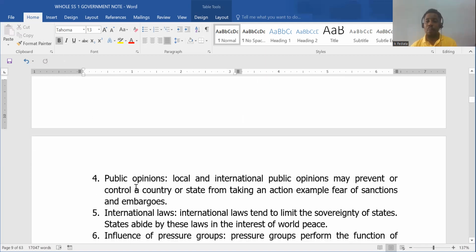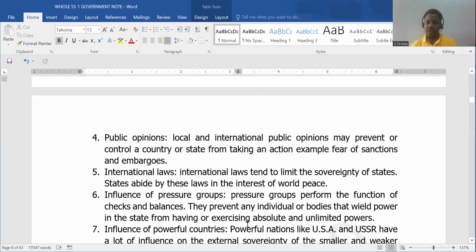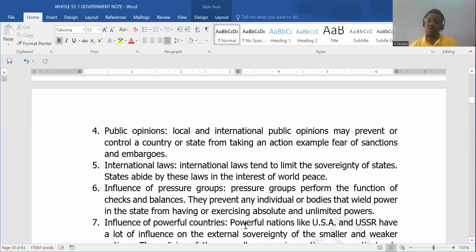Another one is public opinion. The people can voice out, air their views angrily or positively, and the government will be forced to dance to the streets' tune. International laws, such as the rule of fundamental human rights, for example, is an article of the United Nations. So if you're a member of the United Nations, you must enshrine this in your constitution, right? It's an example.